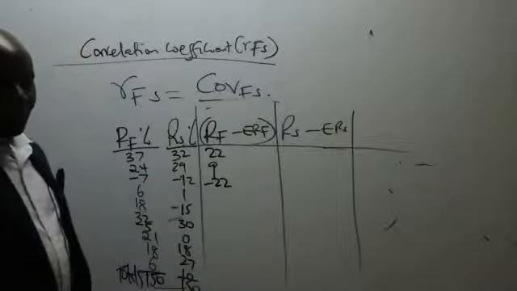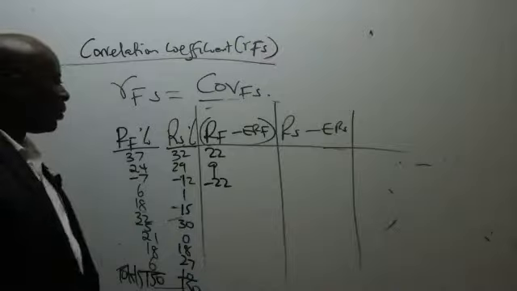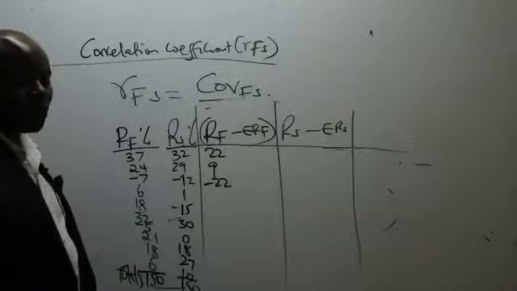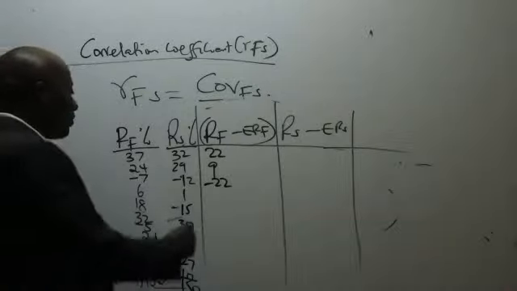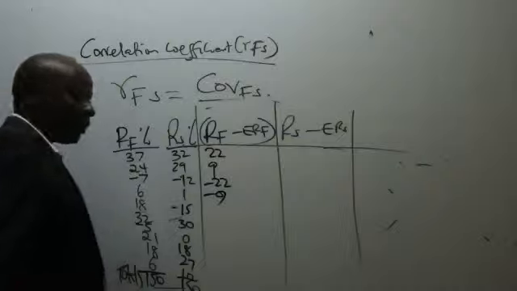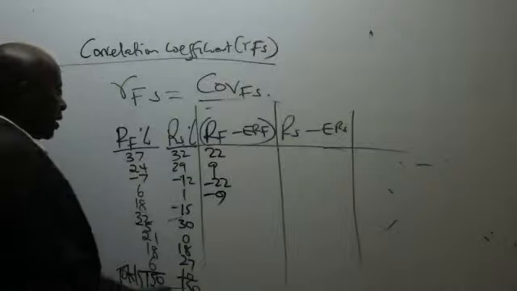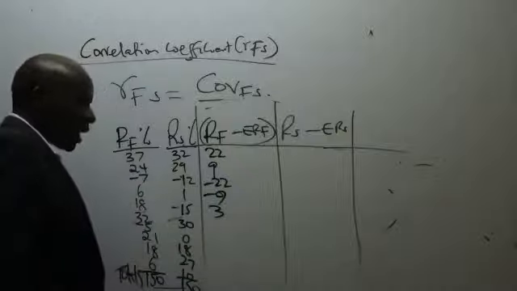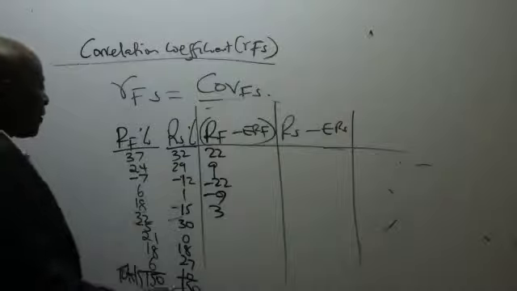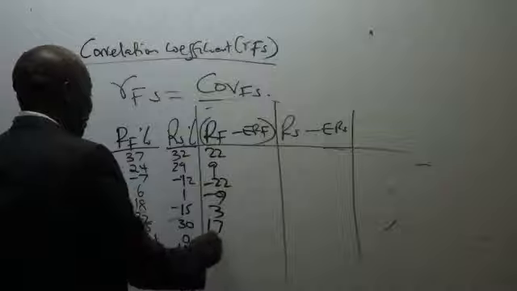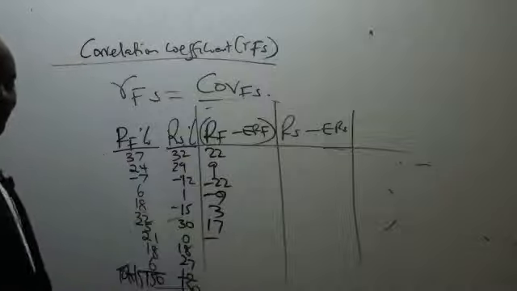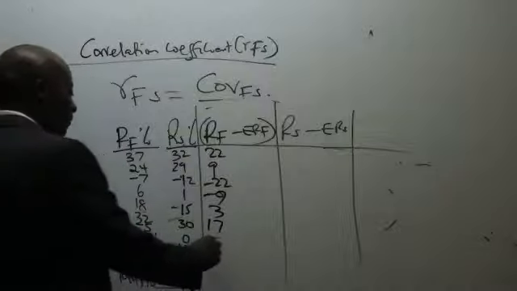Minus 22. Abdallah has confirmed the same. How about the fourth one now? The fourth one, somebody is telling me, is supposed to be minus 9. How about the fifth one? The fifth one is 3. The sixth one, you are taking 32 minus 15, 17. How about the sixth one? Is it minus 20? Minus 20.